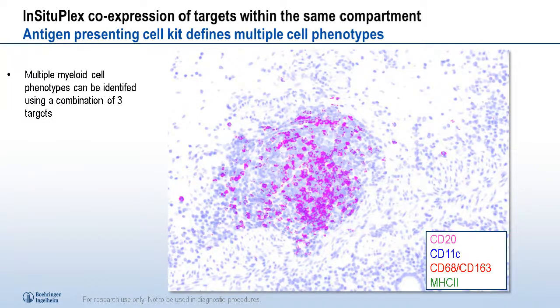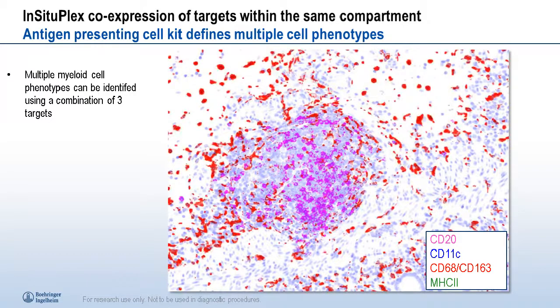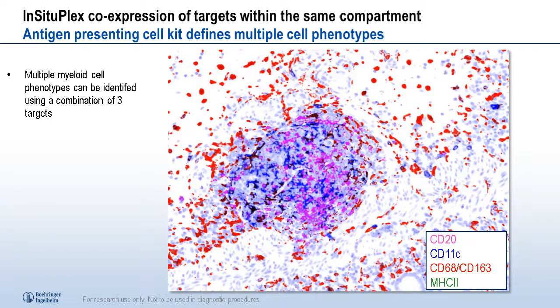I'll just walk you through a couple of the other kits. This is the antigen-presenting cell kit, looking at CD20 in pink, CD11C in blue, CD68 and CD163 in the red channel, phagocytes, and MHC class II. And so again, we're looking at gut-associated lymphoid tissue. And you can see that our phagocytes are distinct from our B cells. And then we layer on top CD11C.